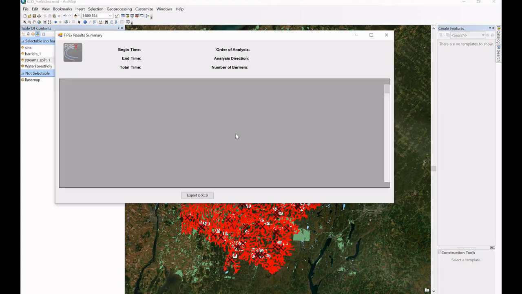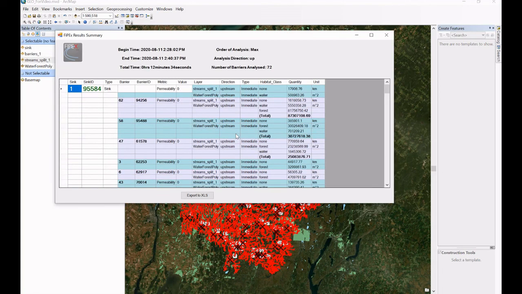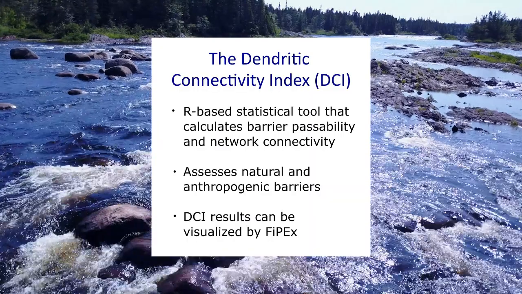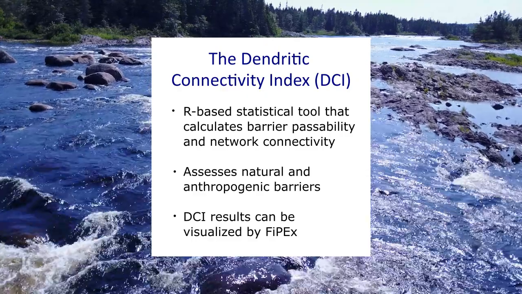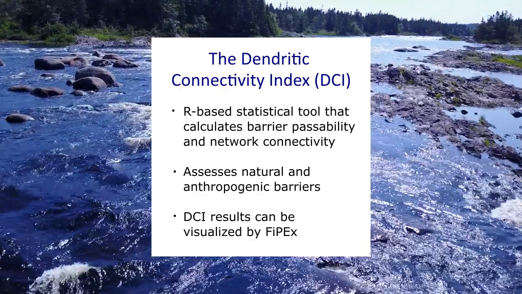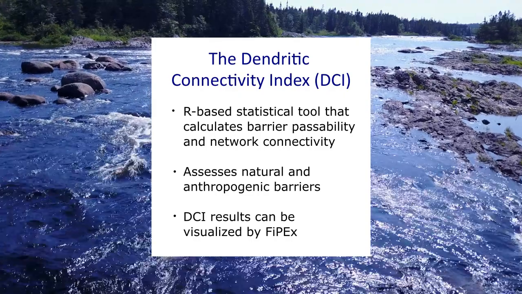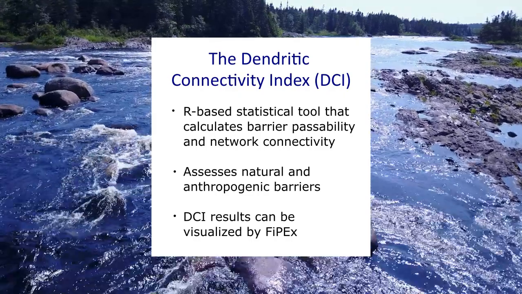FIPEX assesses the impact of individual barriers and outputs a barrier summaries data table to be used in the Dendritic Connectivity Index. The DCI is an R-based statistical tool that calculates barrier passability from geospatial data. To create a river network for analysis, the DCI only requires a sink point and lines representing streams.